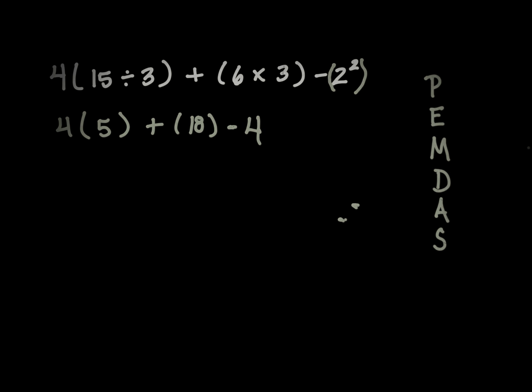Okay. So now we do multiplication. 4 times 5, which is 20. And then we can go 18 minus 4, which is 14. And then now we're going to get 34 as your answer.